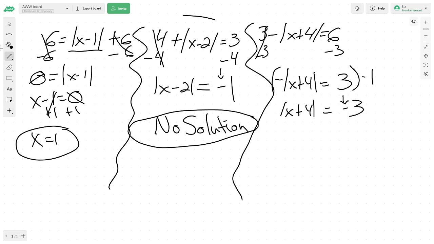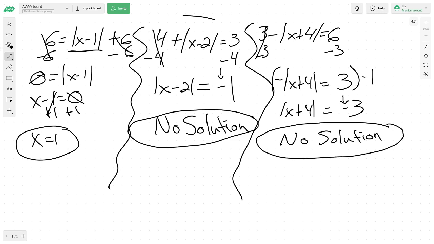Again, there's a negative here. So there is no solution. After we isolated the absolute value expression, we got a negative number. So there is no solution.